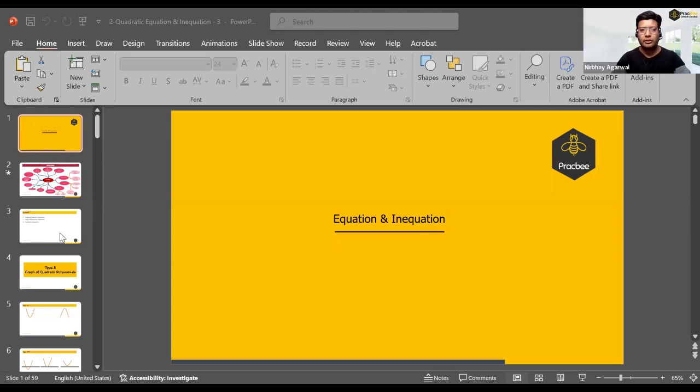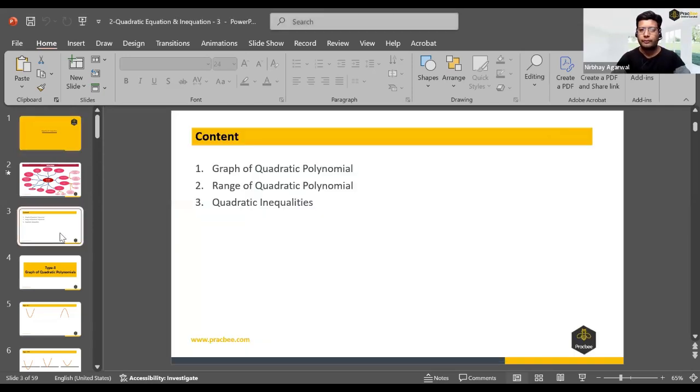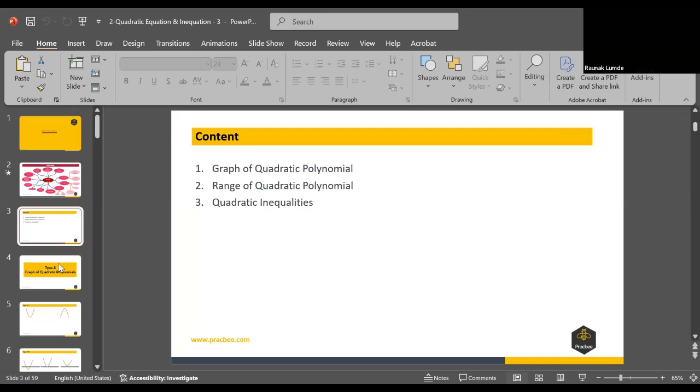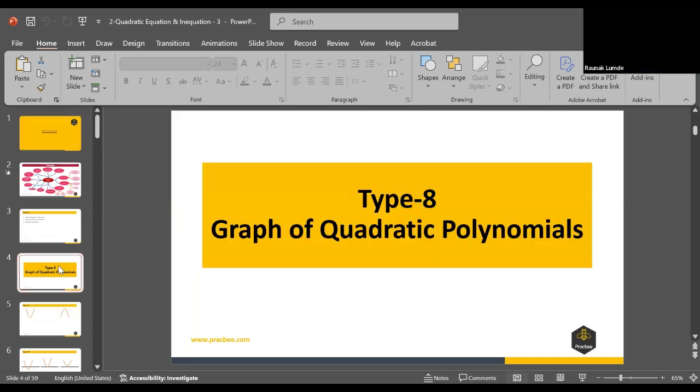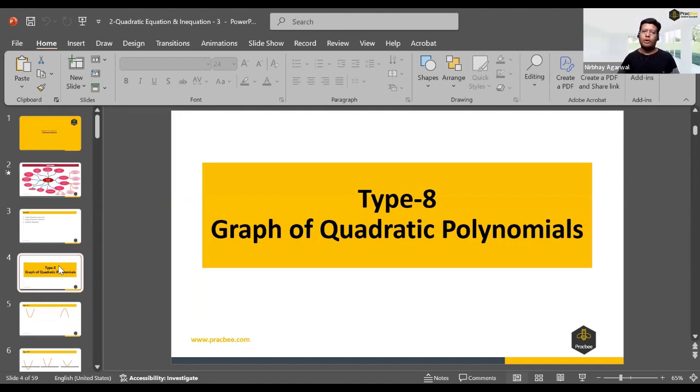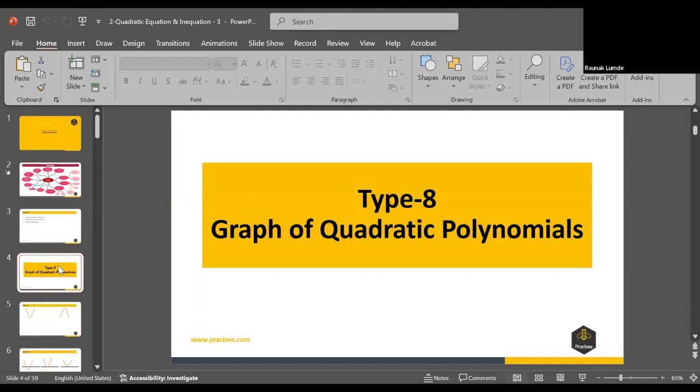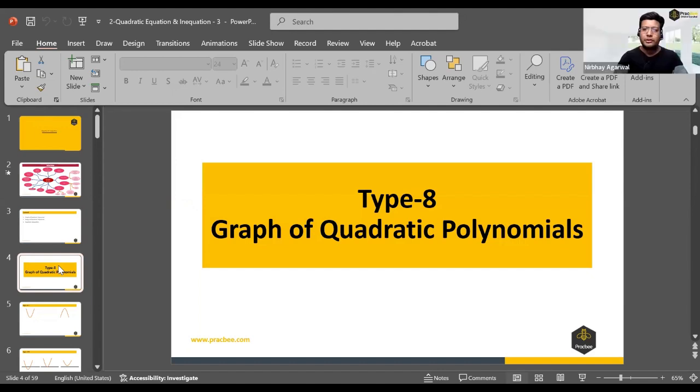So in today's class, I am going to discuss the graph of the quadratic polynomial. Later, we will discuss the range part. Till now, we discussed the quadratic equation as well as the quadratic polynomial. But today, we will see how to draw the graph.